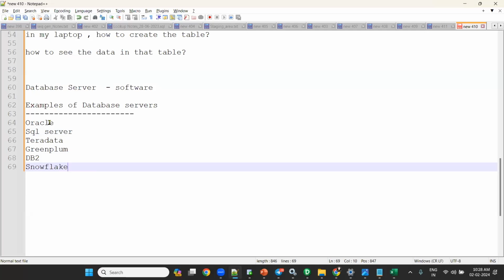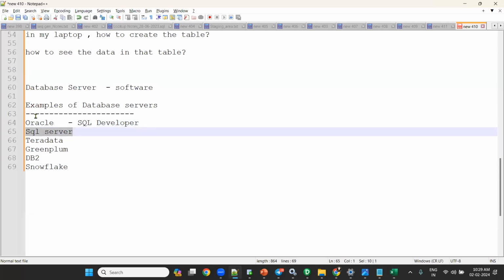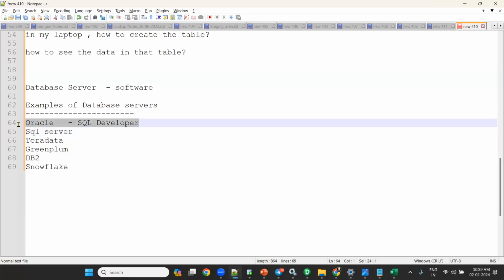If you want to create a table, first you need to install Oracle, with SQL Developer. Then only can you create the table. If you learn Oracle, the remaining things are easy. No need to learn all; if you learn any one, that is more than enough. Either Oracle, SQL Server or Teradata, but Oracle is the oldest one and people are still using it. So Oracle database is very important.